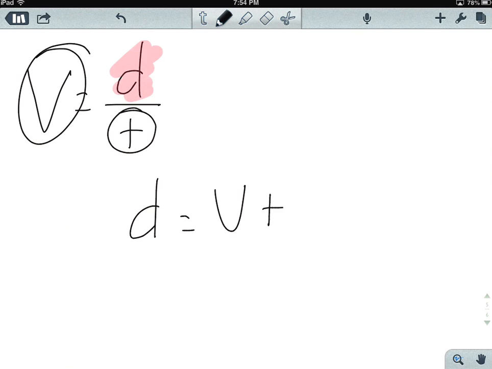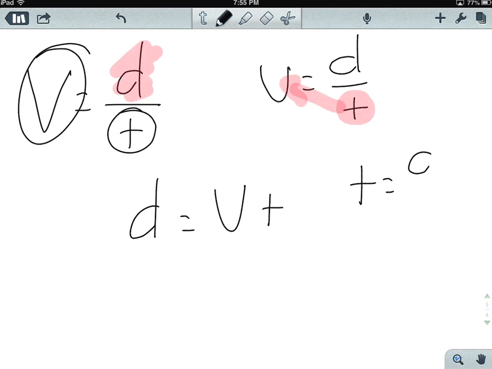And remember, if we're looking at our equation, we have velocity equals our distance all over time. If we want to solve for the denominator, all we have to do is switch it out with what's beside it. So all we have to do in this one is just switch it out, and what we'll see is we'll get time equals our distance all divided by our velocity.